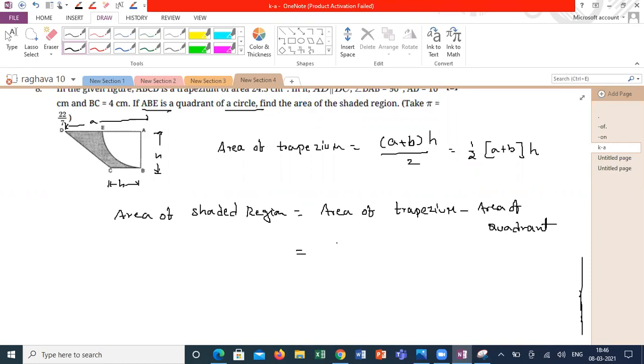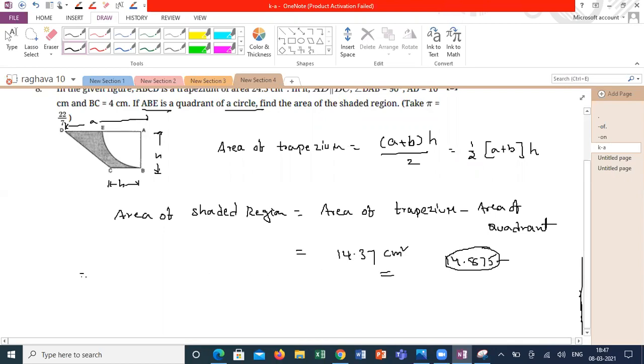Sir, the area of the shaded region is 14.37 centimeters square, sir. Wait for 14.3... 7 centimeters square I got, sir. We'll wait for other answers. Yes, 14.875? 14.875. Any others? Even I got 14.875. Okay.